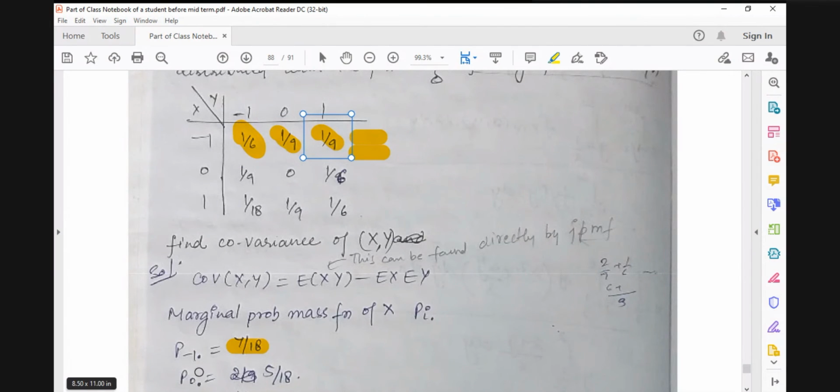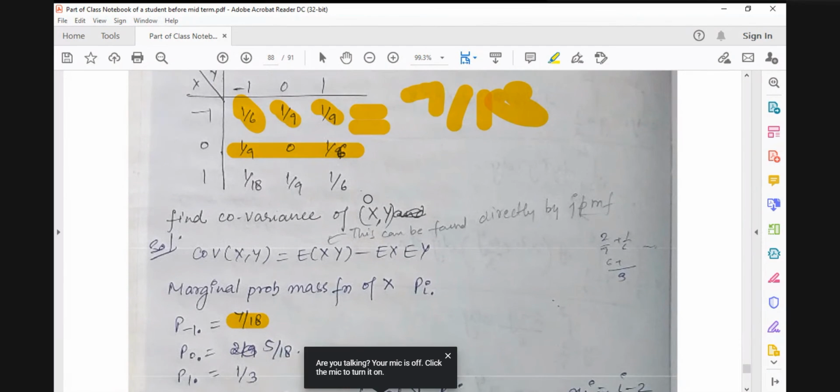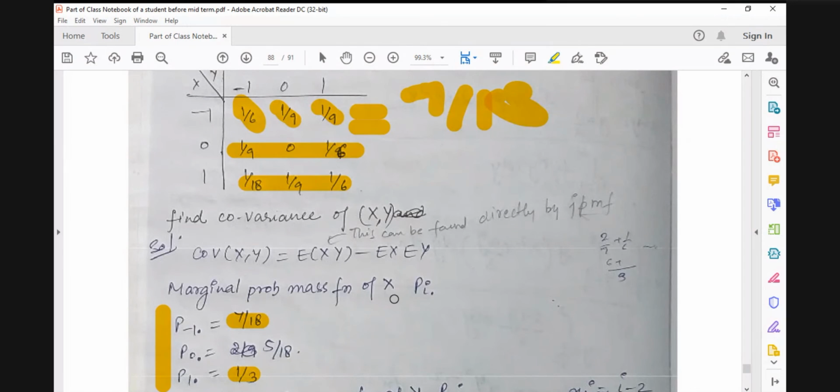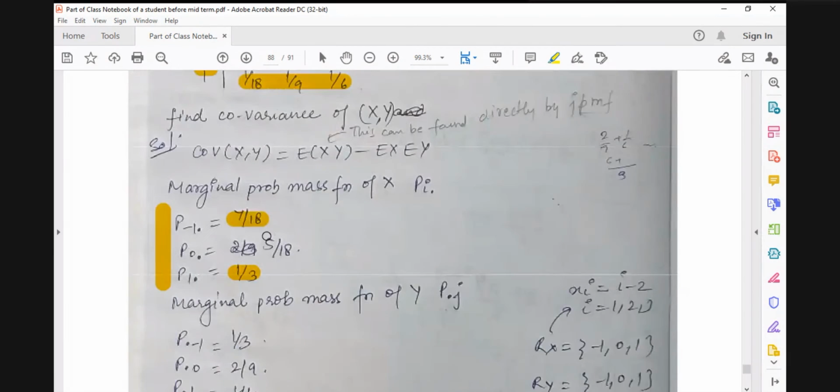Similarly, 0 dot means these three values are added and you will get 7 by 18 here, and then 5 by 18, and then when you add these three values, you will get 1 by 3. So this is the marginal probability mass function of X that you have obtained, because capital X is taking these three values and you have obtained the probabilities for these three values.